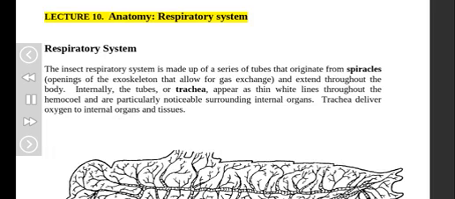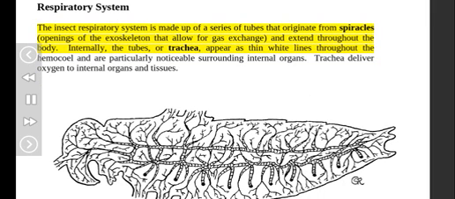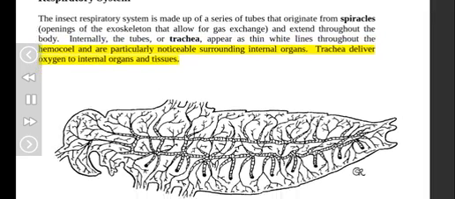Lecture 10. Anatomy. Respiratory system. The insect respiratory system is made up of a series of tubes that originate from spiracles, openings of the exoskeleton that allow for gas exchange, and extend throughout the body. Internally, the tubes, or tracheae, appear as thin white lines throughout the hemocoel and are particularly noticeable surrounding internal organs. Tracheae deliver oxygen to internal organs and tissues.